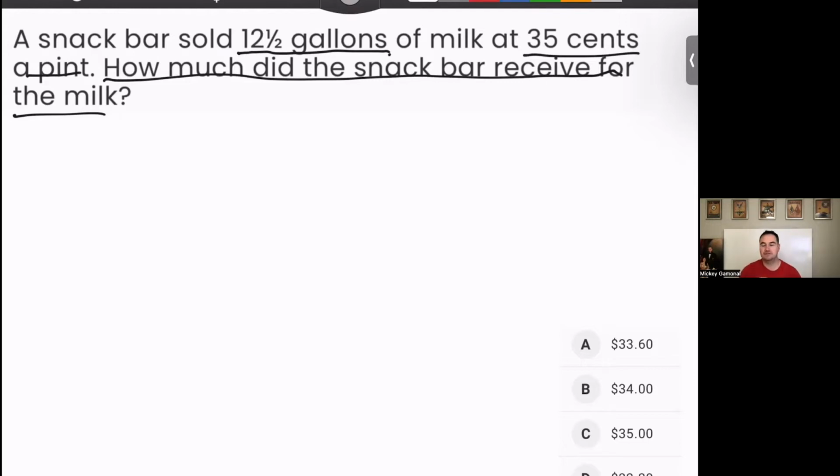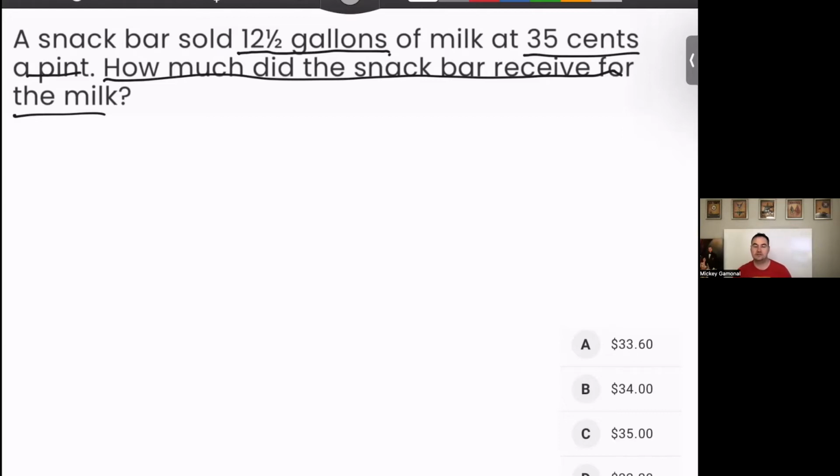So if you did 35 times 12.5, that's one of the mistakes the ASVAB's trying to make you make, right? If you do 35 cents times 12.5, you're not doing it by how much it costs per pint. 35 cents for every pint is a smaller amount than 35 cents per gallon. So you have to convert pints to gallons.